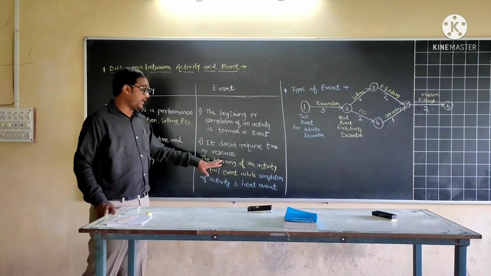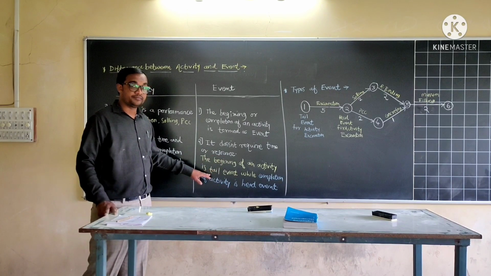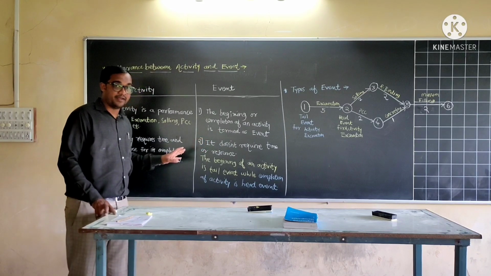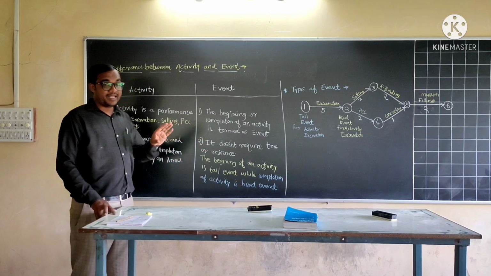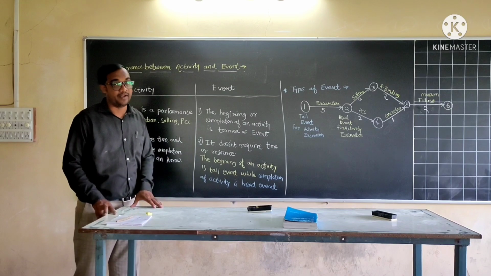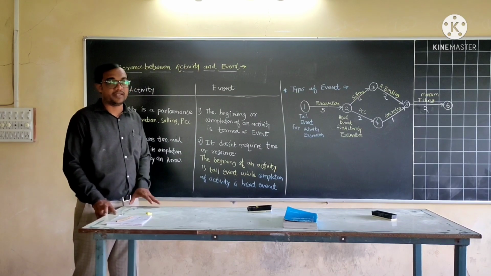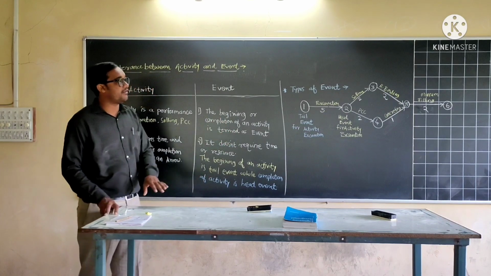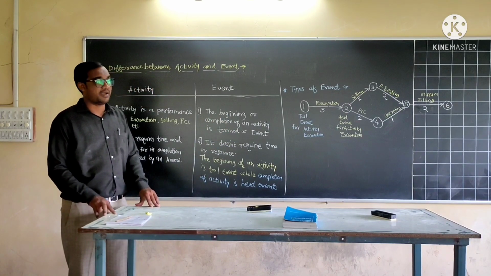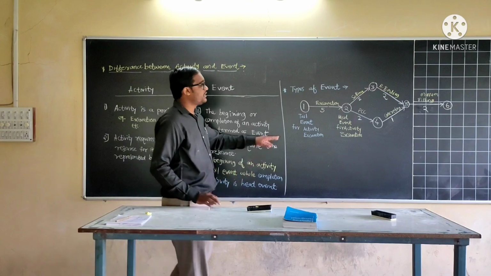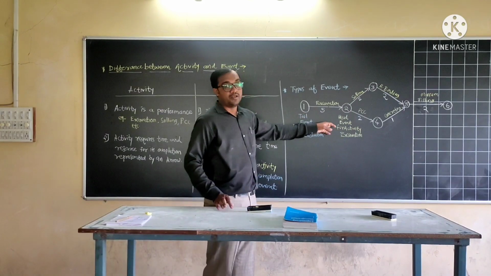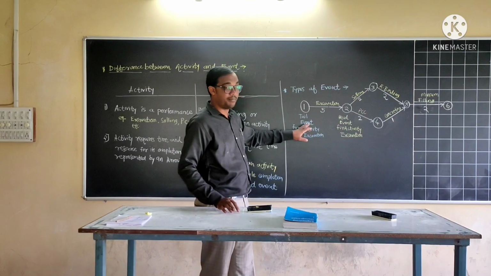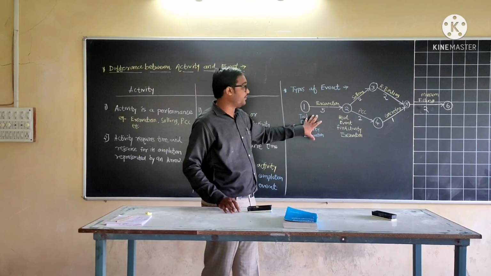The beginning of an activity is the tail event. You can see in the network diagram, whenever any activity is started, its beginning is called the tail event, and the completion of that activity is called the head event. There are different types of events also. We will see them one by one. So let us see this network diagram. We will work on the same network diagram we discussed in the previous video.